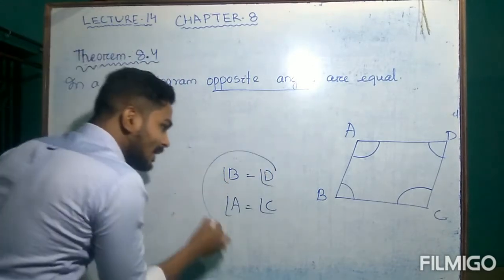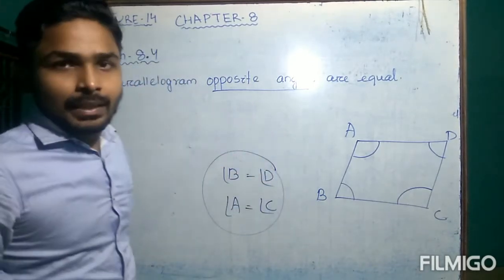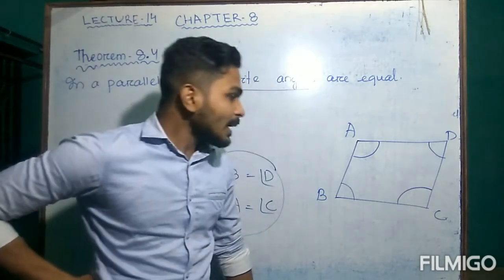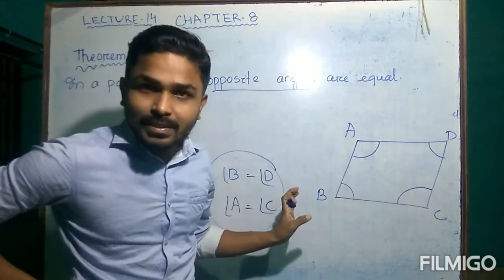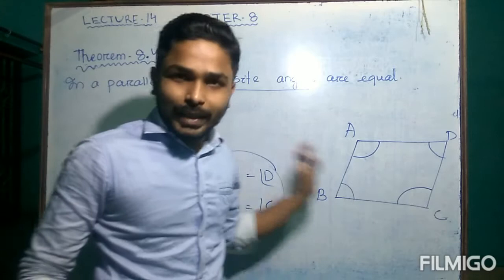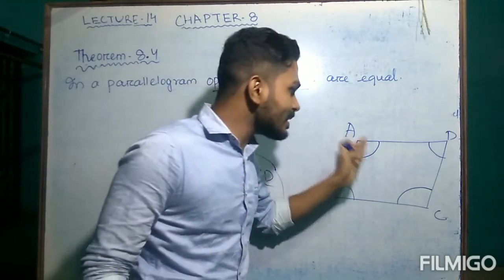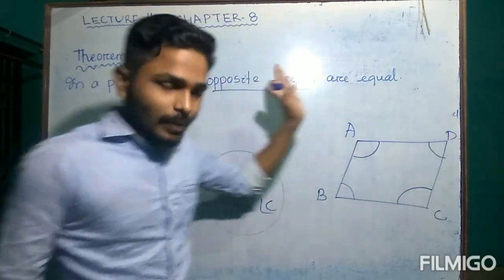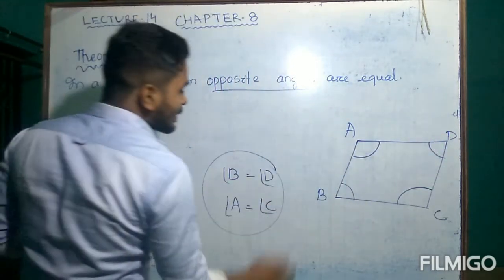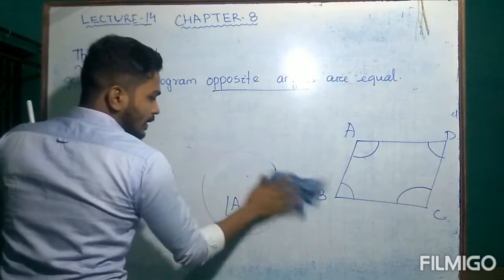Already we have discussed this property, that in a parallelogram the opposite angles are equal. Already we have discussed it, but it is a theorem, so we have to prove this. Without proving we can say that this is equal to this and this is equal to this. So let's prove that the opposite angles are equal.